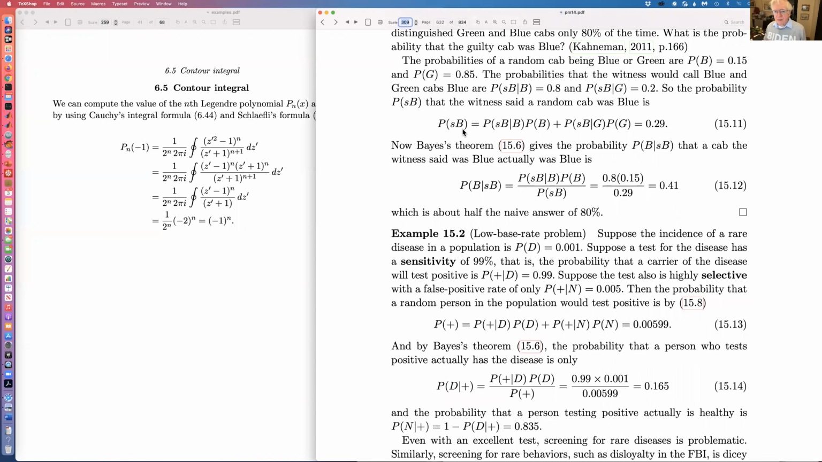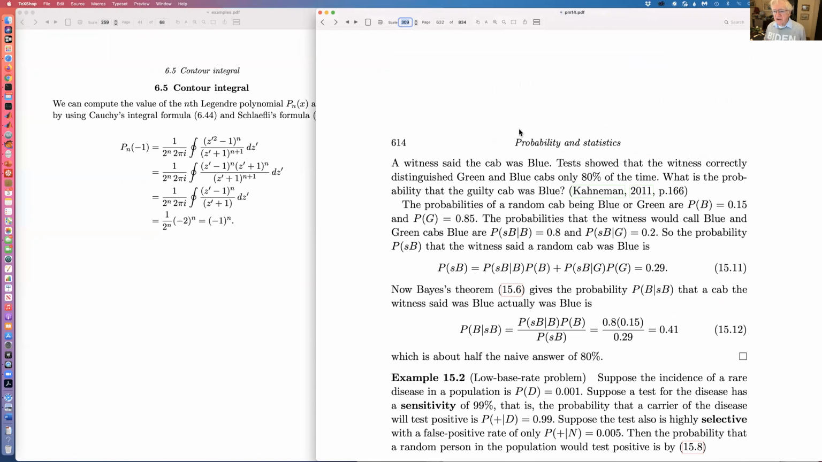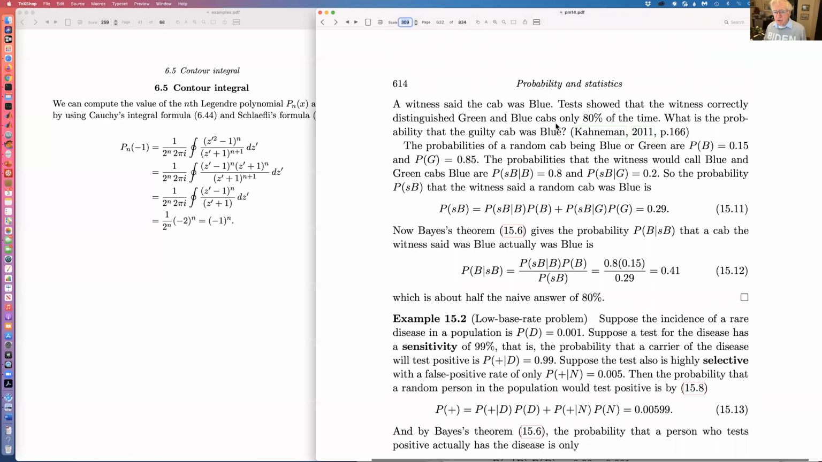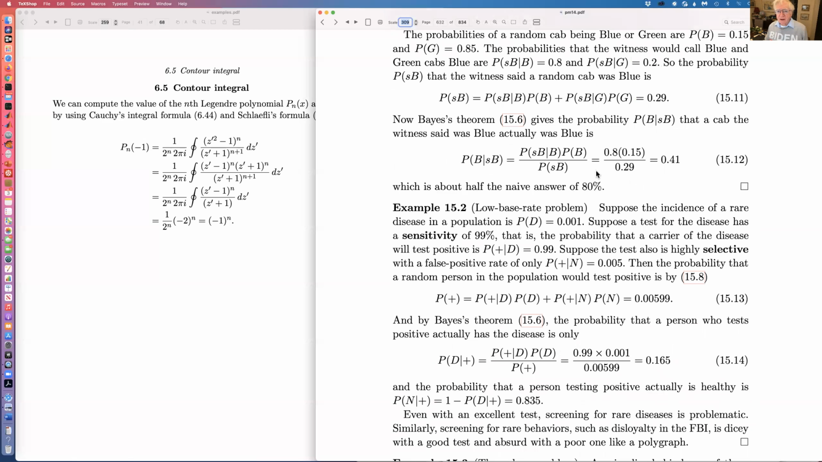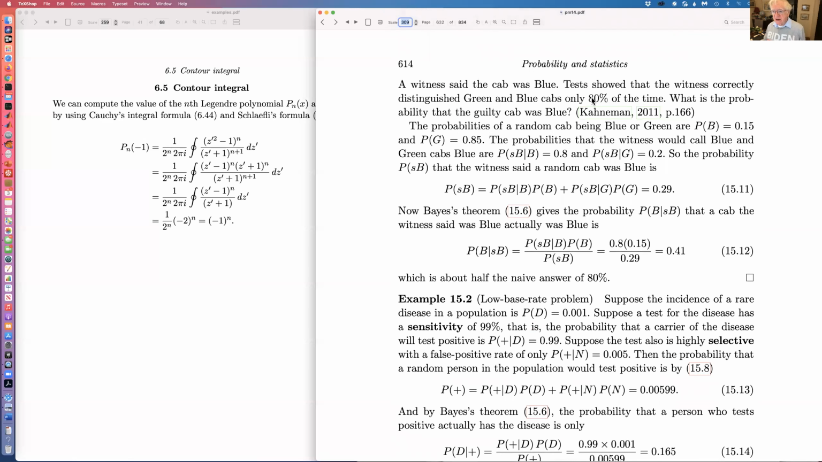And we now have these two things because we've said that the witness distinguished blue and green cabs only 80% of the time. Well, I interpreted that in this way. In other words, I interpreted that the witness would be 80% accurate whether the cabs were blue or green.